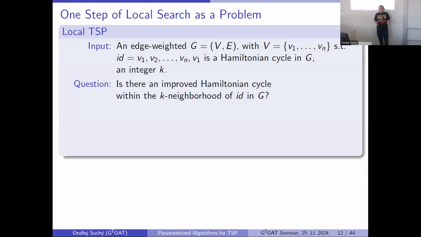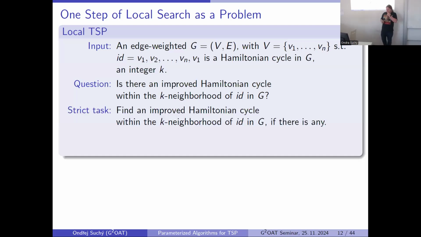Well, but in this step, we actually need to find it, right? So that we can continue. So it would be better to specify it as a task of finding one. If we take it strictly, one interpretation of what we are doing is trying to really find something better in the neighborhood. So the strict task would be to find an improved cycle within the k-neighborhood of the identity. If there is none, you can report there is no such cycle.